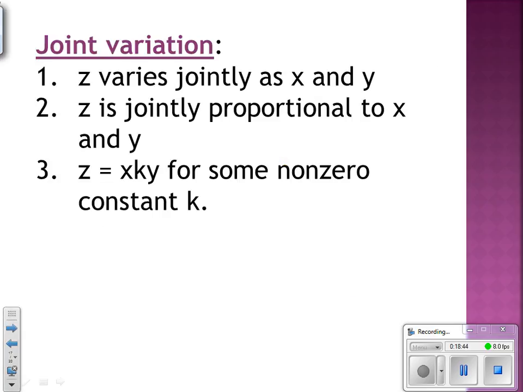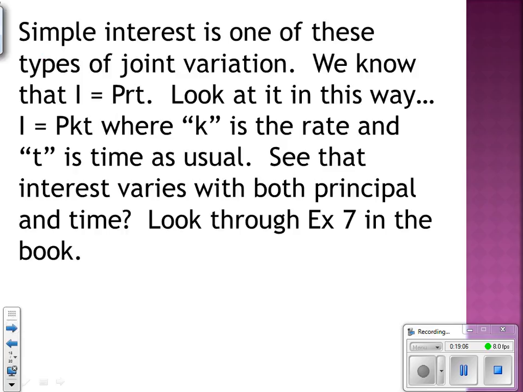Joint variation. Z varies jointly as X and Y. That's going to mean it's like a double direct variation within the same problem. So Z is going to be proportional to both X and Y. And you can see it in the model. Okay, so Z equals Kx and also Z equals Ky. You have two direct variations together in one model.